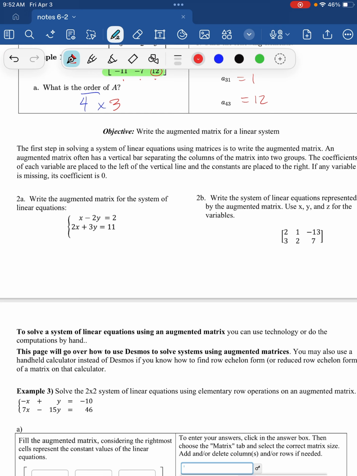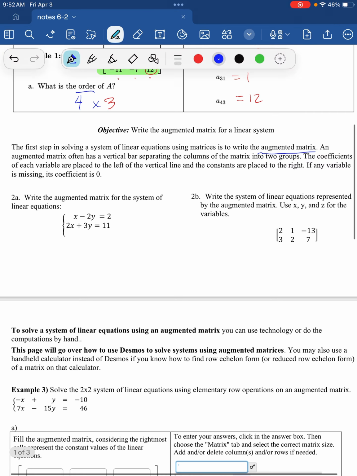Well, you can use matrices, specifically augmented matrices, to solve a linear system of equations. Sometimes it's written with a vertical bar when it's handwritten or typed, but in Desmos or calculator or other technology like your online assignment, MyOpenMath, that vertical line does not usually get written anymore. The coefficients of each variable are placed to the left of the vertical line if the vertical line is drawn, and the constants are placed to the right. You'll see what that means in just a second.